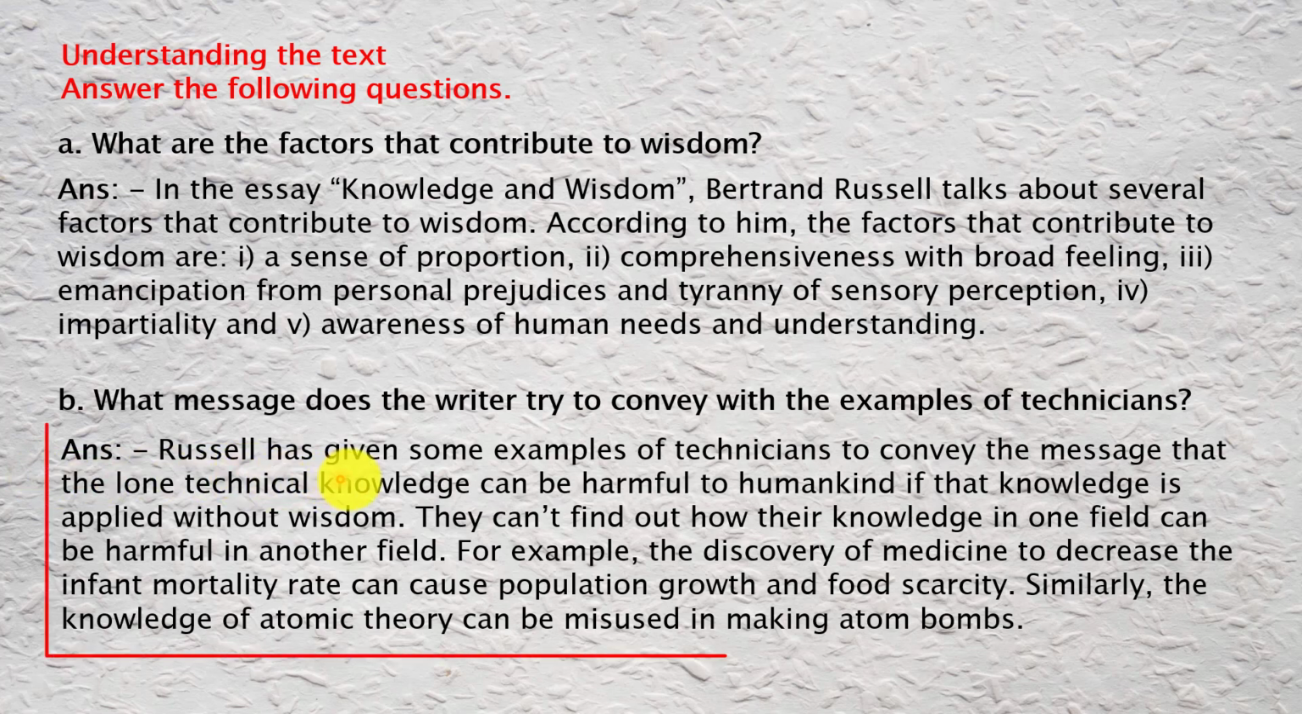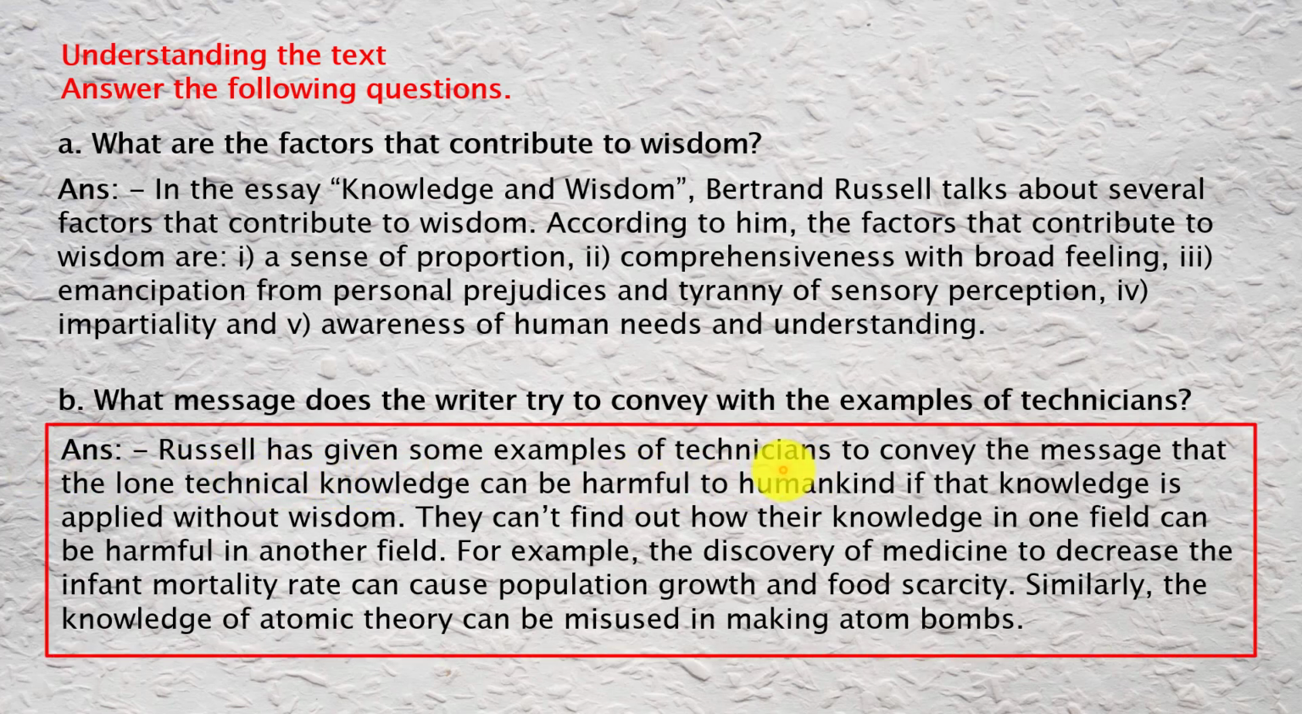Answer is, Russell has given some examples of technicians to convey the message that the lone technical knowledge can be harmful to humankind, if that knowledge is applied without wisdom. They can't find out how their knowledge in one field can be harmful in another field. For example, the discovery of medicine to decrease the infant mortality rate can cause population growth and food scarcity. Similarly, the knowledge of atomic theory can be misused in making atom bombs.